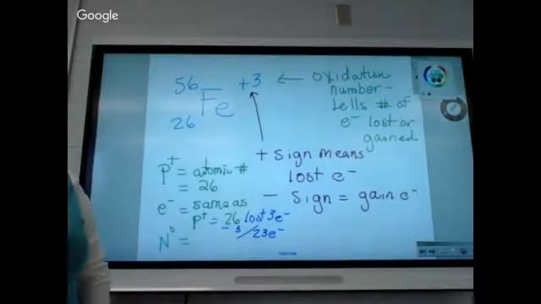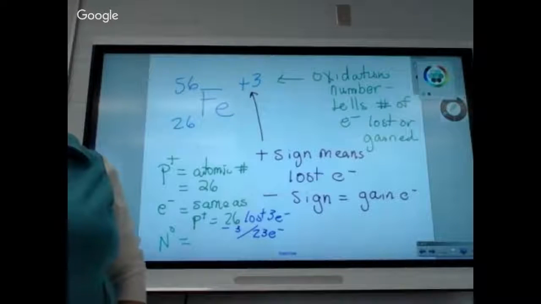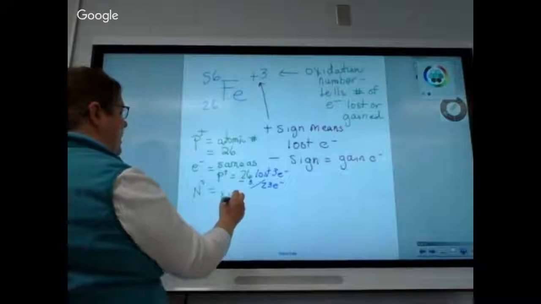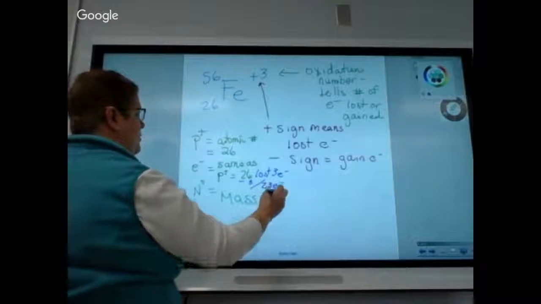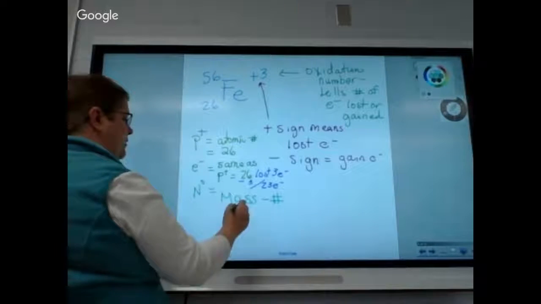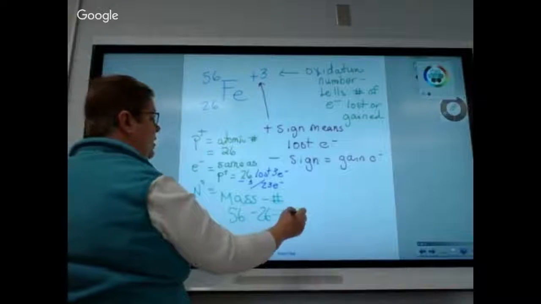Sarah, you want to help her out? She's having a senior moment. We did. There we go. All right, so we said mass minus number. So what's the mass? Say it. All I hear is the piano. Minus. All right, so 56 minus 26 is 30.